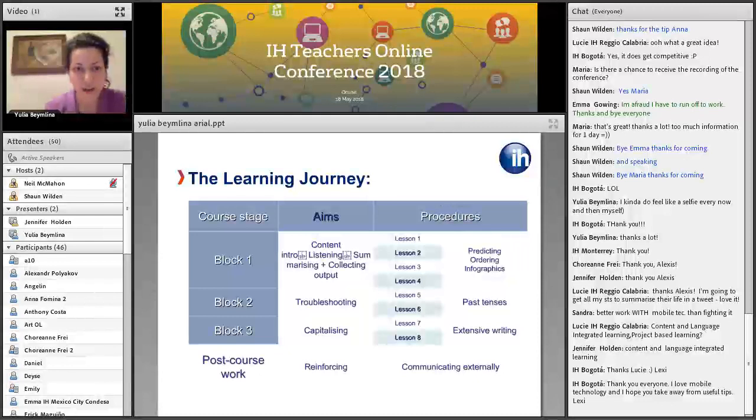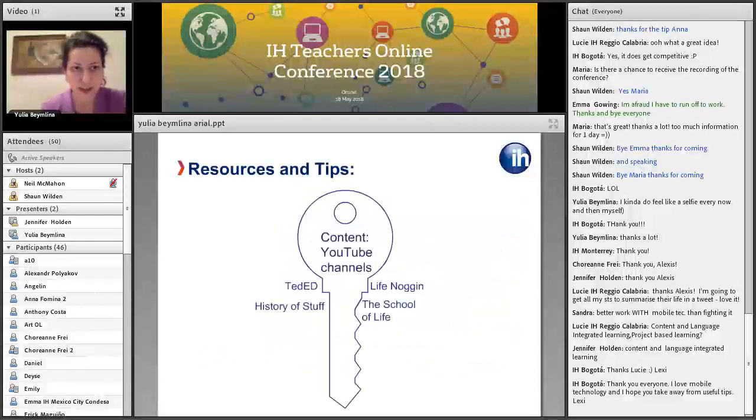Okay, this is our learning journey, how we arrived at having our end product. And the resources and tips I'd like to share with you. Well, first, don't start right away with worrying about how you will do the language work in this kind of scenario. Try to find interesting, engaging content, and it will do half of the job for you. If the learner gets really involved in learning about certain thing, the rest will follow way more naturally.